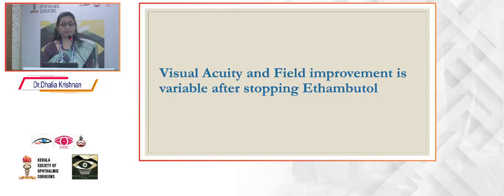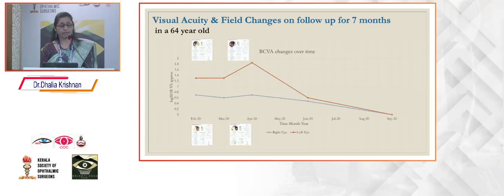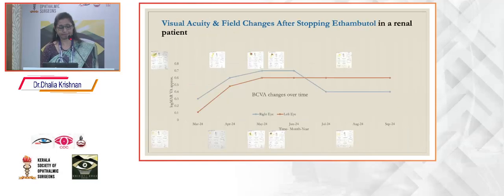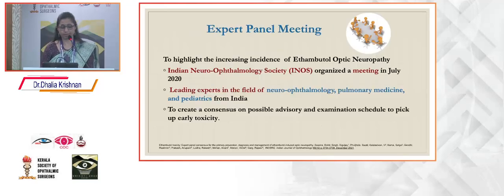But the visual acuity and field improvement is very variable after stopping ethambutol, as seen in some of these patients. This is a 64-year-old man who came with ethambutol toxicity. After stopping ethambutol, initially his vision actually deteriorated in the first 2 to 3 months and then improved over the next 7 months. In this 27-year-old male doctor, again the same deterioration in the first 1 month, and very slow improvement over the next 2 years, with some residual defects even after 2 years in the left eye. In this renal patient, over 6 months of follow-up, there was not much improvement.